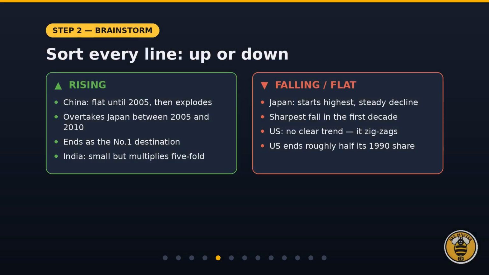Now brainstorm. Sort everything into what goes up and what comes down. Rising, China is flat until 2005, then it explodes, overtaking Japan somewhere between 2005 and 2010, and finishing as the number 1 destination. India also multiplies, although it stays small. Falling, Japan starts highest and declines all the way, with the steepest drop in the first decade. And the United States has no clean trend at all. It zigzags, ending at roughly half its 1990 share.